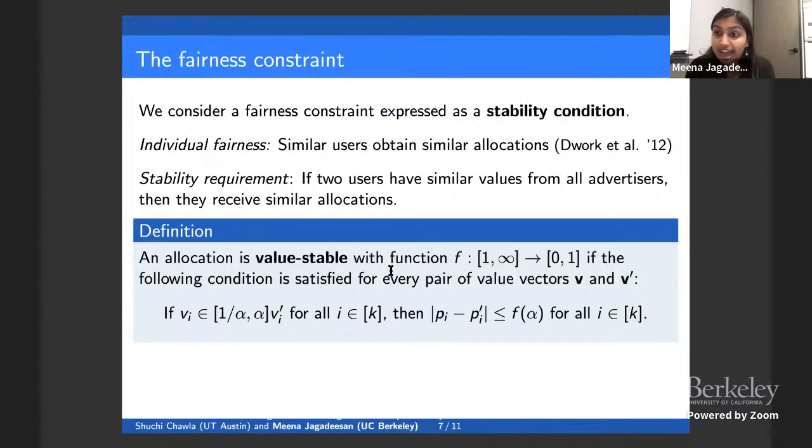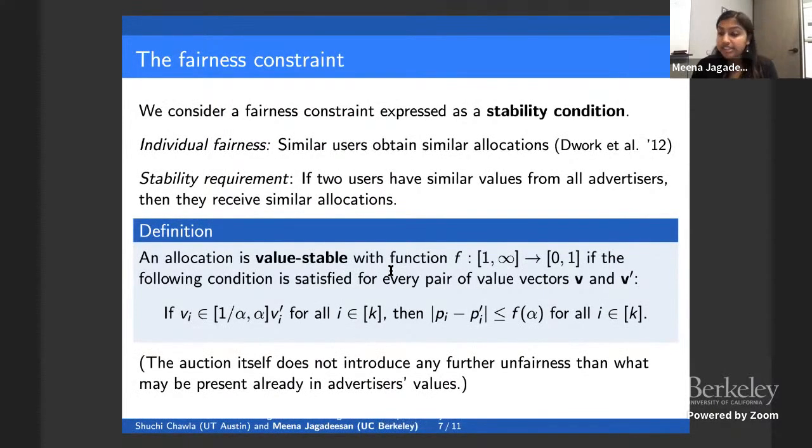And so this function f captures how strong the value stability constraint is, so in some sense, how strong the fairness constraint is. Essentially this guarantees that the auction itself does not introduce any further unfairness other than what might already be present in the advertiser values. So in this sense, we are focusing on that second source of unfairness that I mentioned in the previous slides.